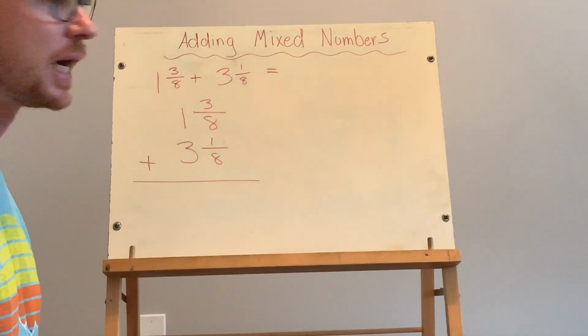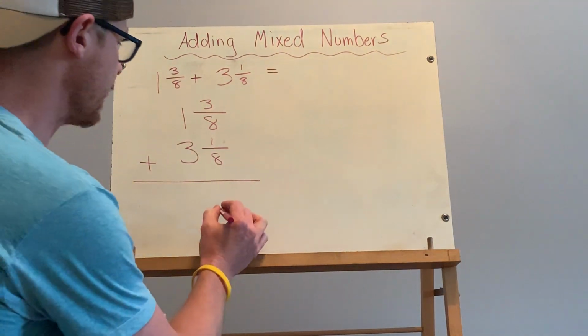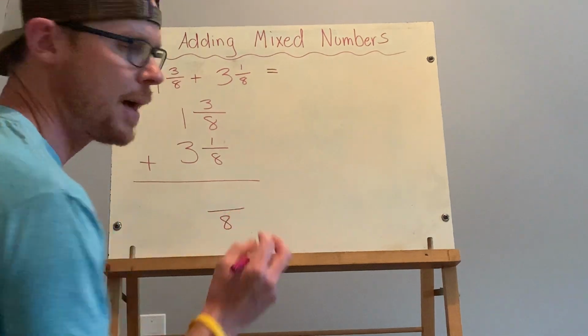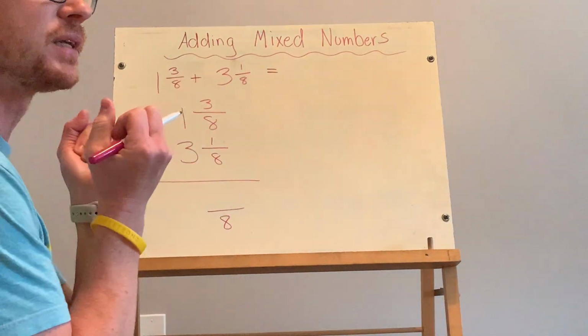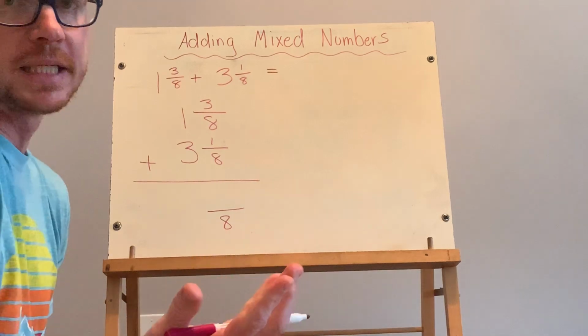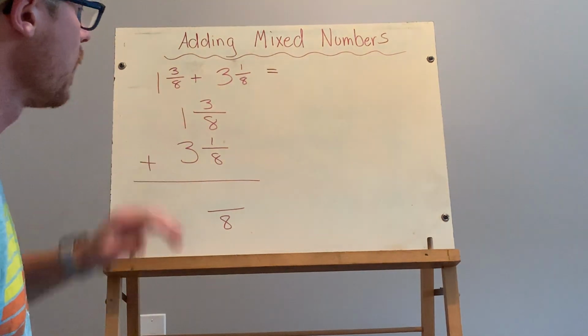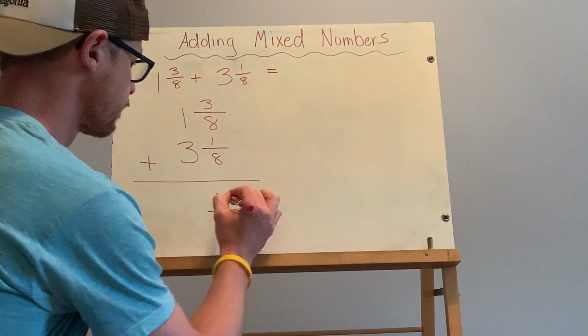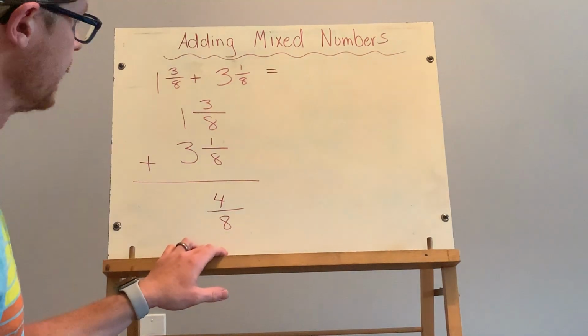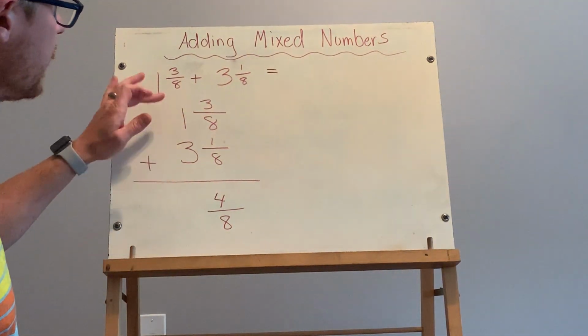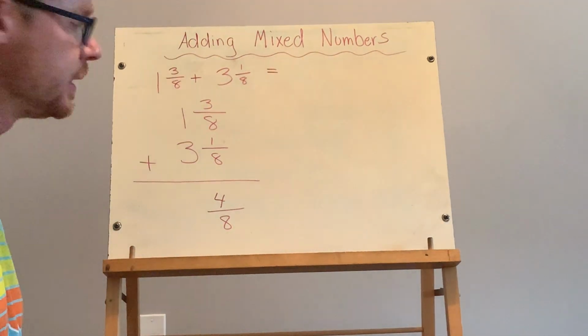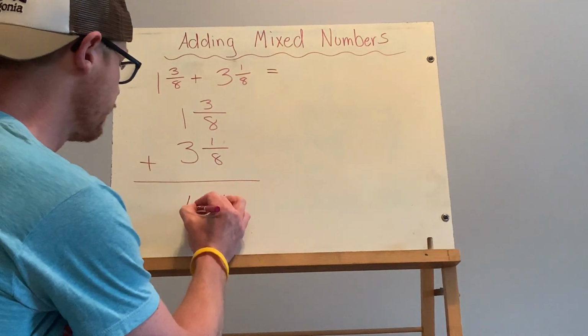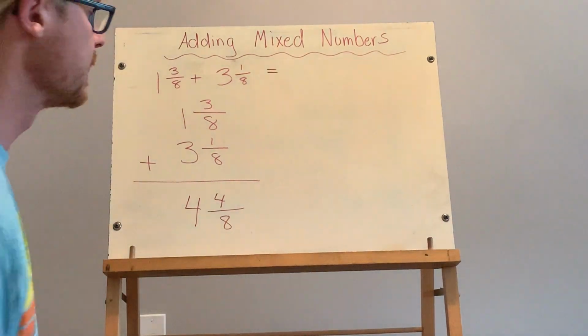Let's add our fractions together. 3/8 plus 1/8. Well, I have the same denominator, so I'm a happy camper, because when we have the same denominator, adding and subtracting is easy. 3/8 plus 1/8 is 4/8. So I get the fraction 4/8. Then look at your whole numbers. We have the whole number 1 and the whole number 3, add them together, and we get 4. So we have 4 and 4/8.